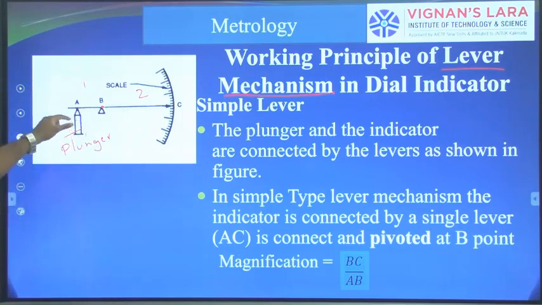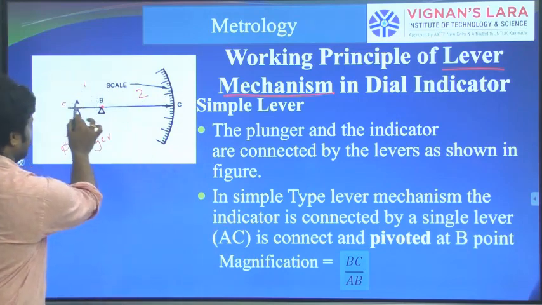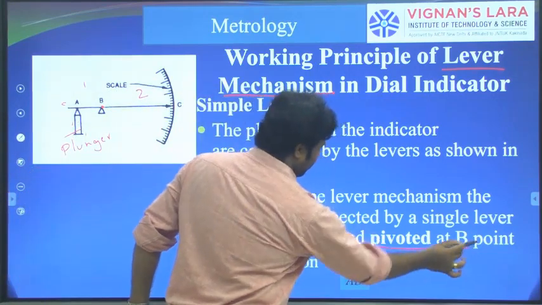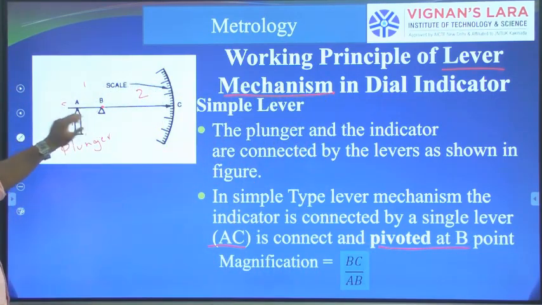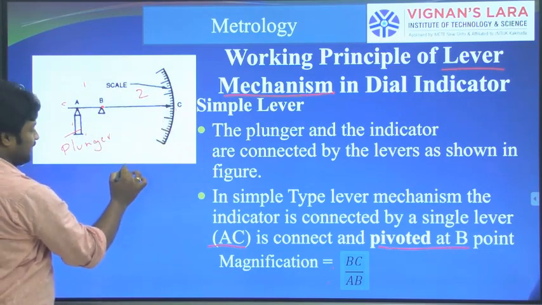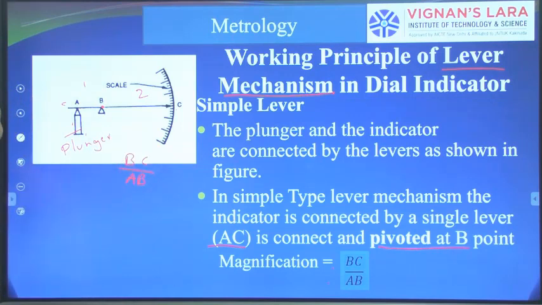So this is the plunger and this is the lever. The plunger is connected to the lever and the lever is pivoted at a point B. In the simple type lever mechanism, the indicator is connected by a single lever A to C. AC is a lever, connected and pivoted at a point B. So here it is pivoted at B. By means of this, the magnification is BC by AB. So the magnification from here to here is BC by AB. Here, by means of the simple lever mechanism, we are magnifying the readings.